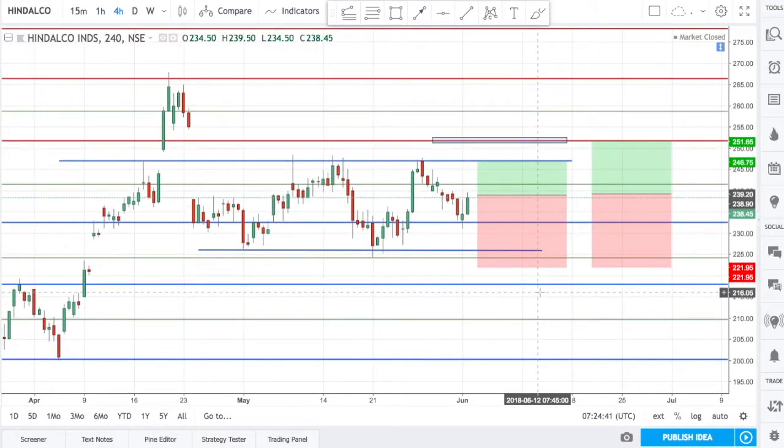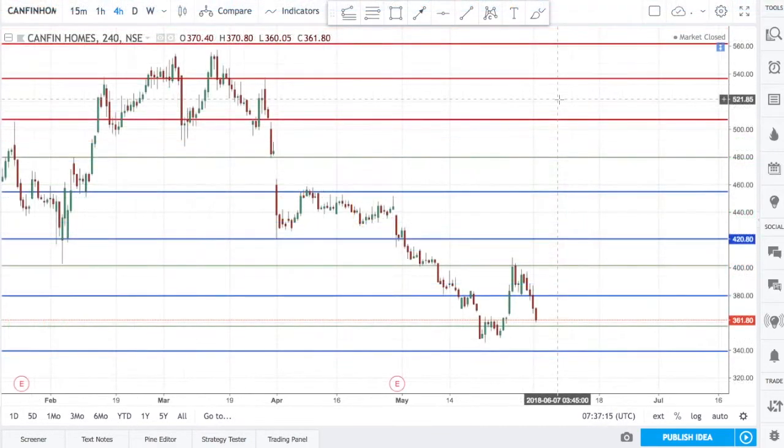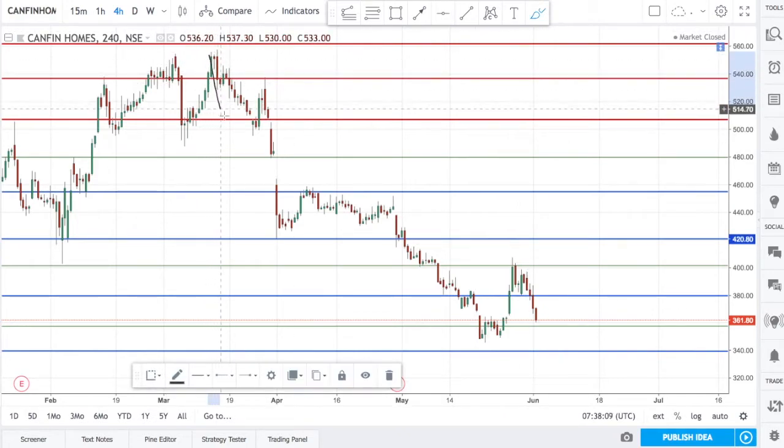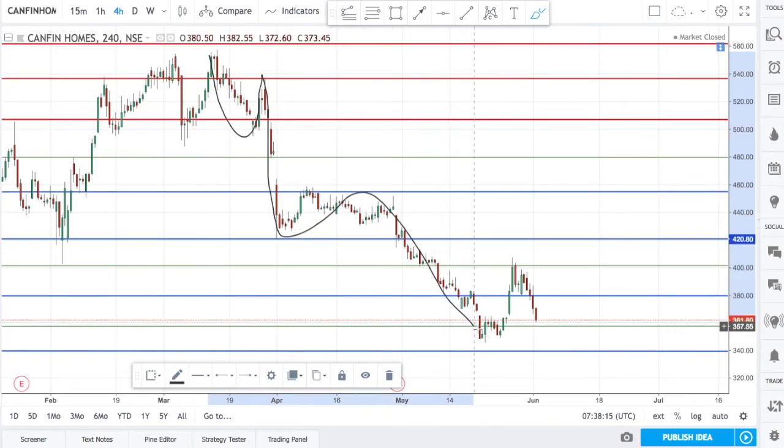So now let's see how this trade plays out in the next few trading sessions. Canfin Homes. We have a possible trend continuation shorting opportunity on Canfin Homes. Since the stock is in a downtrend, we are looking for shorting opportunities on Canfin Homes.